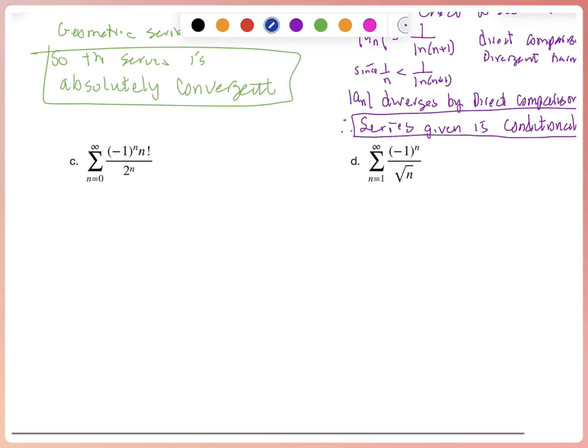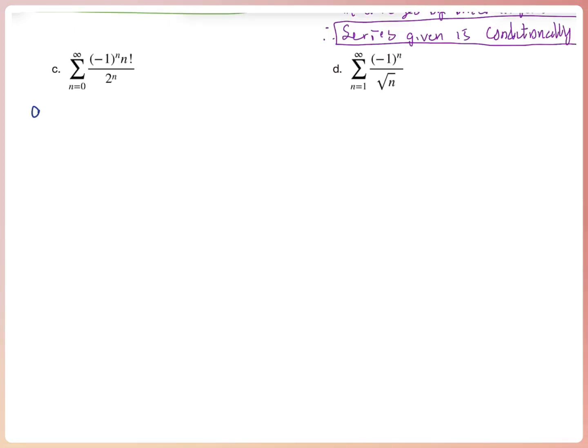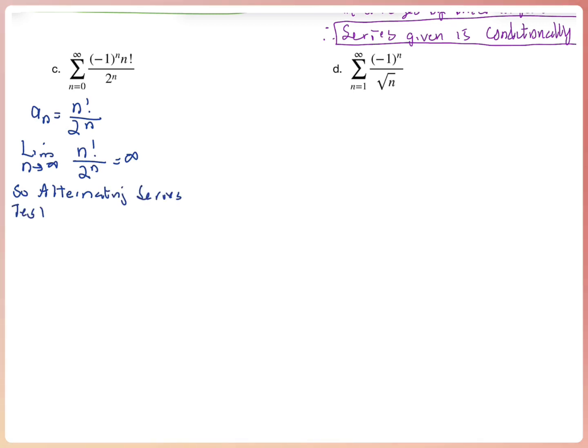Okay, part C here, we got the summation of n equals 0 to infinity of negative 1 to the n over n factorial divided by 2 to the n. Okay, so this is an alternating series, and so my a sub n term, therefore, is going to be n factorial over 2 to the n. And the limit as n goes to infinity of n factorial over 2 to the n. Well, n factorial gets larger faster than 2 to the n, so this goes to infinity. And so the alternating series test fails in this case. So we got to figure out another way to determine if this series converges or diverges.